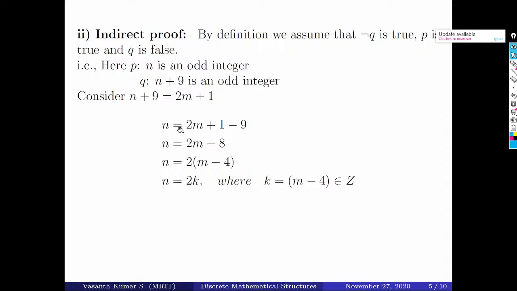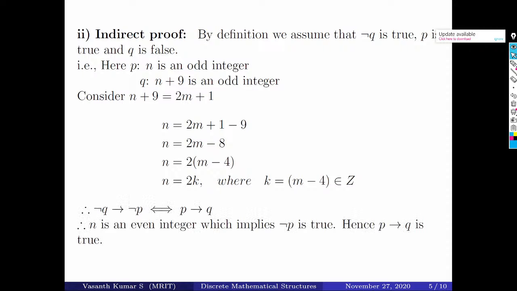Hence we have proved that n is an even integer, but negation p is what? If p is that n is an odd integer, negation p will be that n is an even integer. So hence, negation q implies negation p, and by implication we have proved that p implies q.